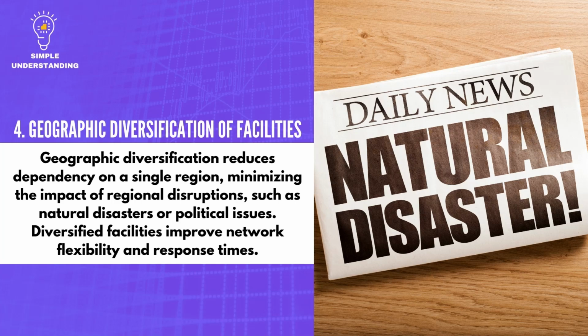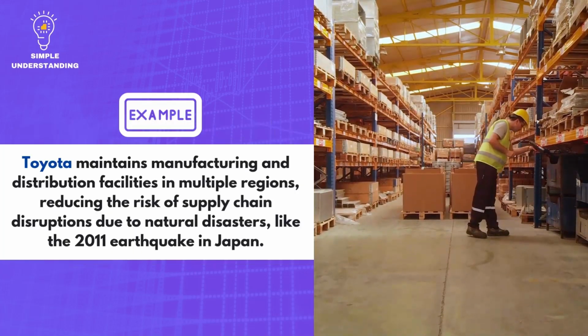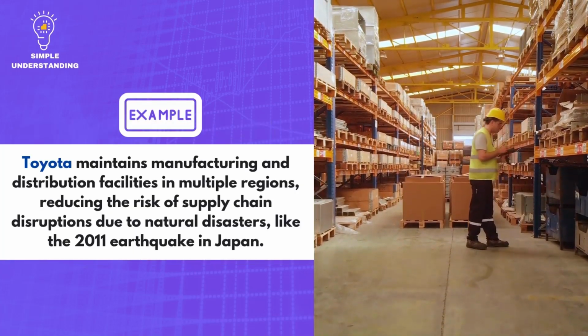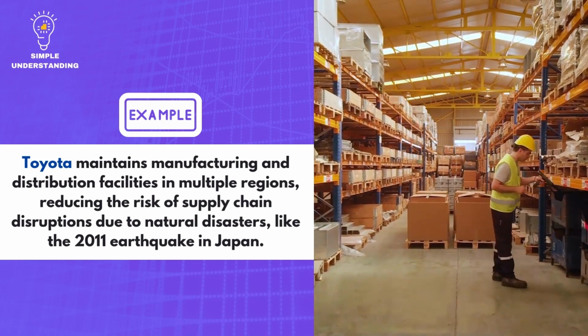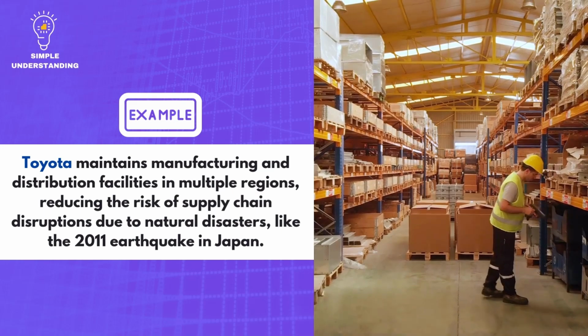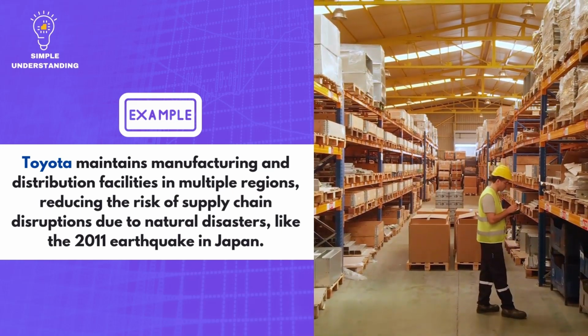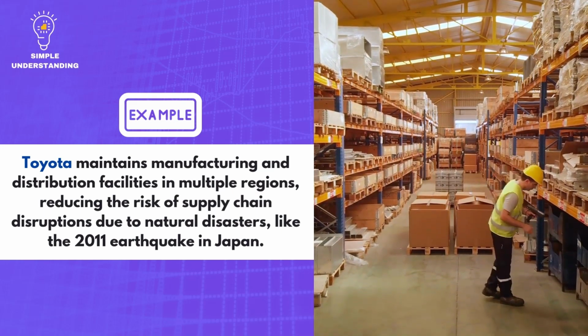Explanation. Geographic diversification reduces dependency on a single region, minimizing the impact of regional disruptions, such as natural disasters or political issues. Diversified facilities improve network flexibility and response times. Real company example. Toyota maintains manufacturing and distribution facilities in multiple regions, reducing the risk of supply chain disruptions due to natural disasters, like the 2011 earthquake in Japan.